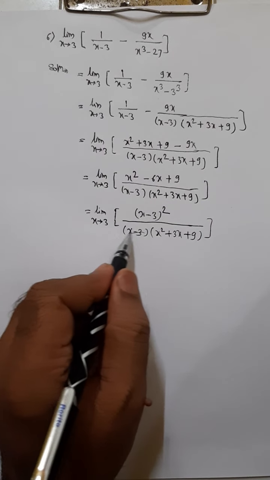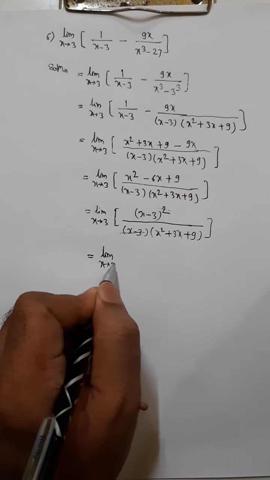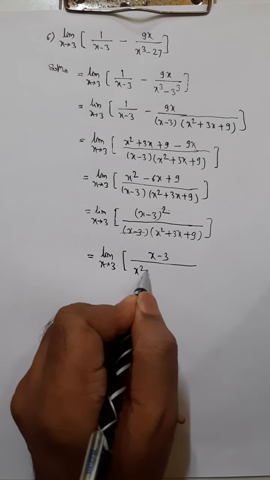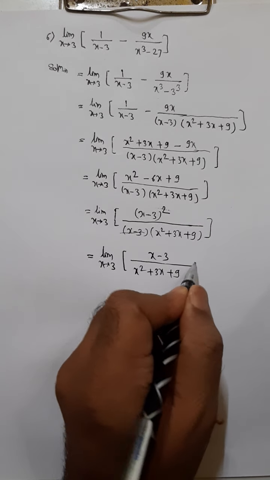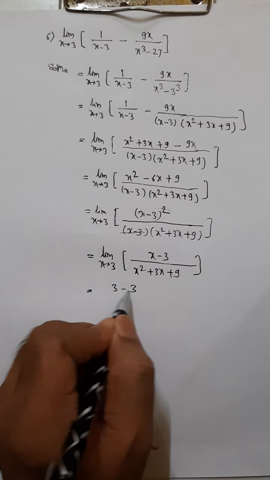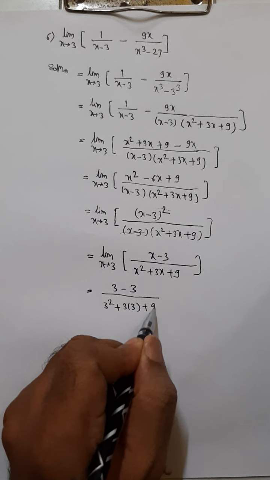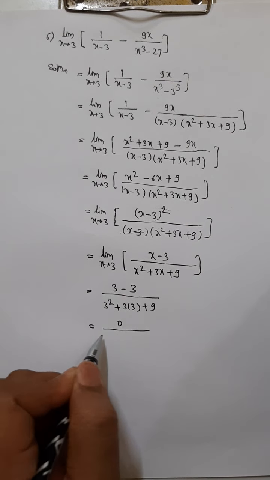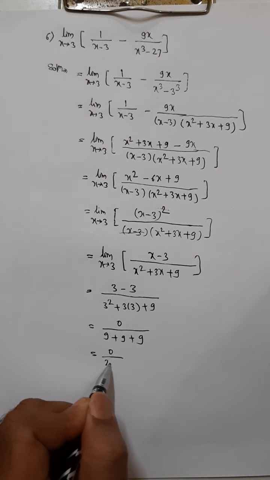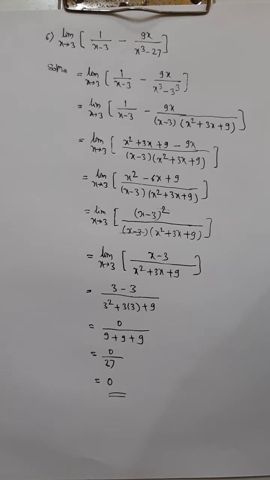Here the common factor is x minus 3, so one bracket can be cancelled, and we get limit as x tends to 3, one bracket left in numerator x minus 3, denominator x square plus 3x plus 9. Now we can take the limit x tends to 3, put x equal to 3, so we get 3 minus 3 divided by 3 square plus 3 into 3 plus 9. So we get 3 minus 3, 0, divided by 9 plus 9 plus 9, and that is 0 divided by 27. 0 divided by 27 means 0. So your answer is 0. 0 is the limit.